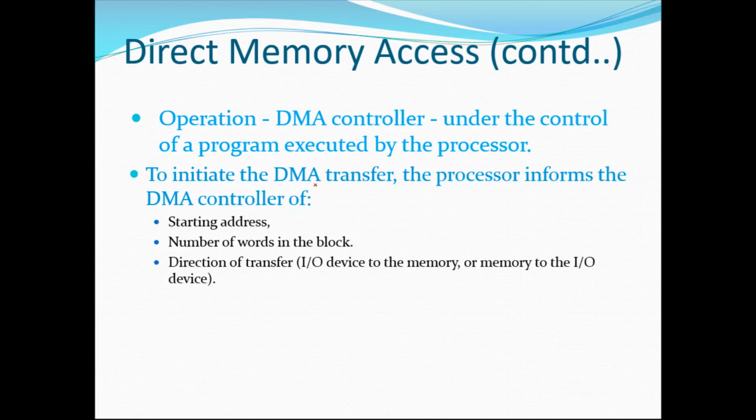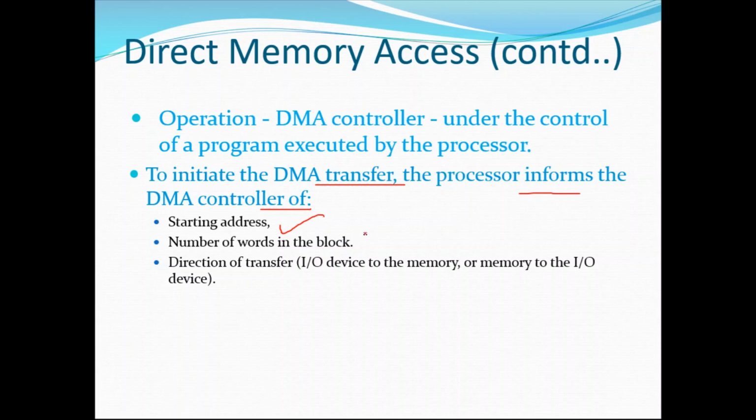To initiate the DMA transfer, the processor informs the DMA controller of the following information. It provides the following details to the DMA controller. So DMA is initiated by the processor, and what it provides is the starting address, from which address the data transfer should be done.